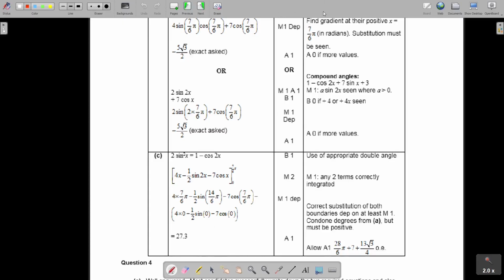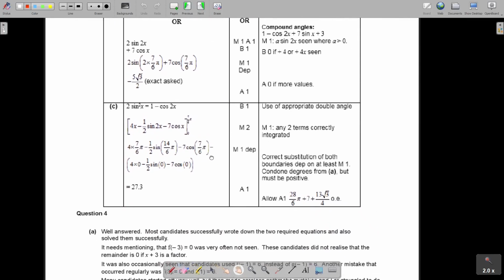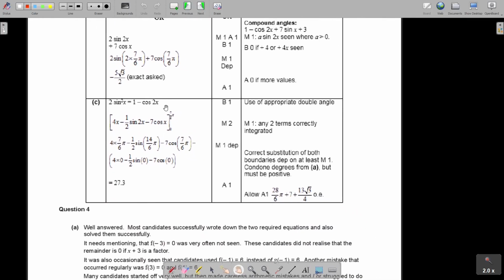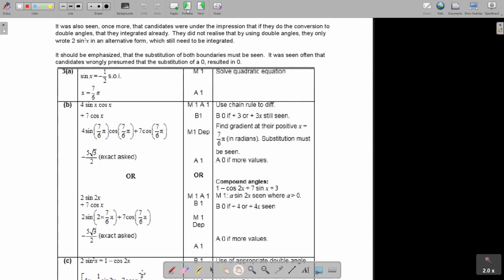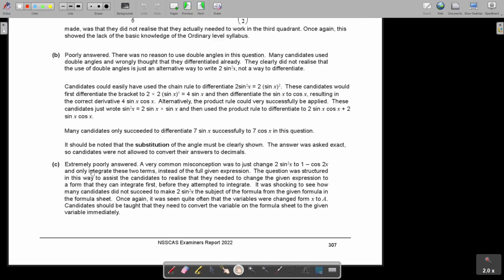Okay, let's go to the examination report. So basically, this is number C. There they showed you, do you see? And then they showed you how you put in all those steps. You see there, and then they said 27.3. I didn't read for you what they said. Okay, let's see. Extremely poorly answered. I want to make it a bit bigger.